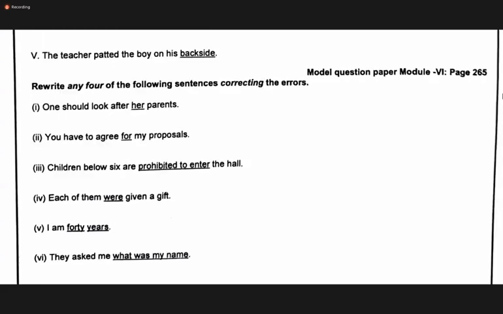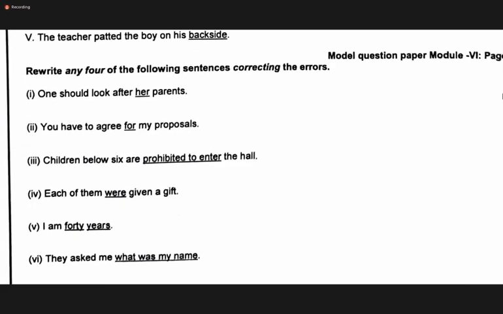Next, last one, model question paper. So that's how the question is asked in the final exam. You are given 6 sentences and you have to answer any 4. It is better to attempt all the 6 in order. But remember, don't write only answers. You have to rewrite the sentence, correcting the underlined part. That's why the question is given like this. Rewrite any 4 of the following sentences, correcting the errors.